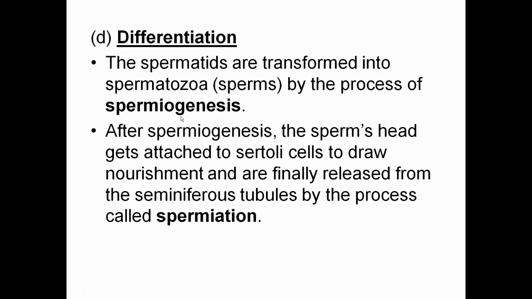In most exams you will find a question like this: what is the difference between spermatogenesis and spermiogenesis? Spermatogenesis, as I told you before, is the process of formation of a sperm. However, spermiogenesis refers to the transformation of spermatids into spermatozoa or sperms, and one term, spermiation, is associated with the whole process. After spermatogenesis, the sperm's head gets attached to the Sertoli cells to draw nourishment, and finally is released into the seminiferous tubules by the process of spermiation, and they are ultimately led into the vas deferens.